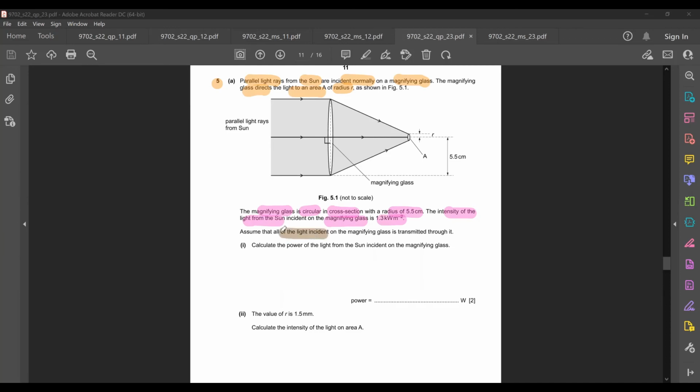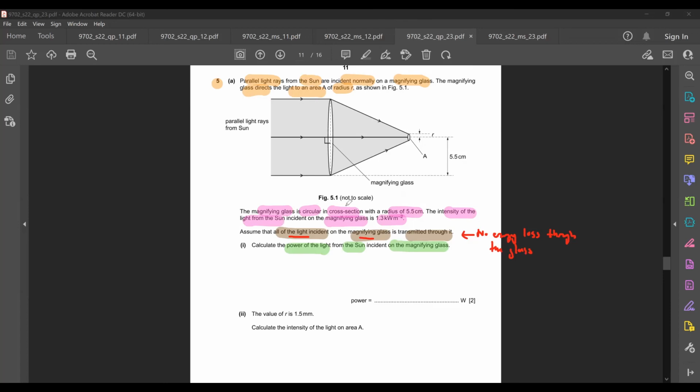Now, assume all the light incident on the magnifying glass is transmitted through it. Okay, so meaning to say no energy lost. In other words, they say all the light incident on the magnifying glass is transmitted through it. That means no energy loss through the glass. Okay. So from here, calculate the power of the light from the sun incident on the magnifying glass.